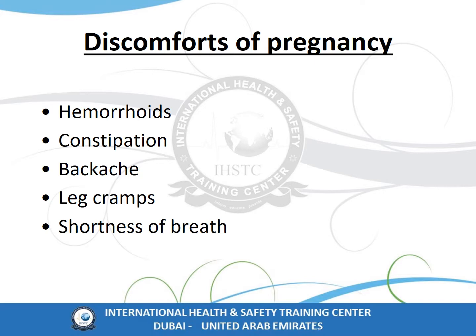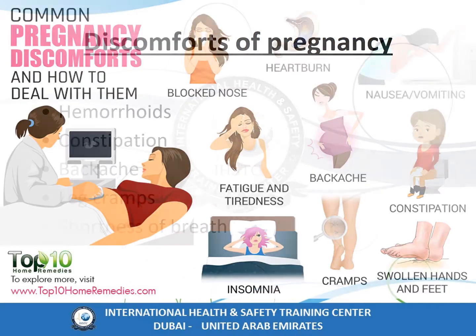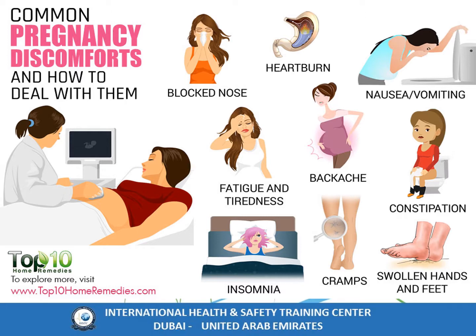Lastly, shortness of breath. It results from the pressure on the diaphragm from the enlarged uterus and occurs mainly in the second and third trimester of pregnancy. Interventions are taking frequent rest periods, sitting and sleeping with the head of the bed elevated or on the side, and avoiding overexertion. These are the common pregnancy discomforts as mentioned earlier and the interventions to deal with them.